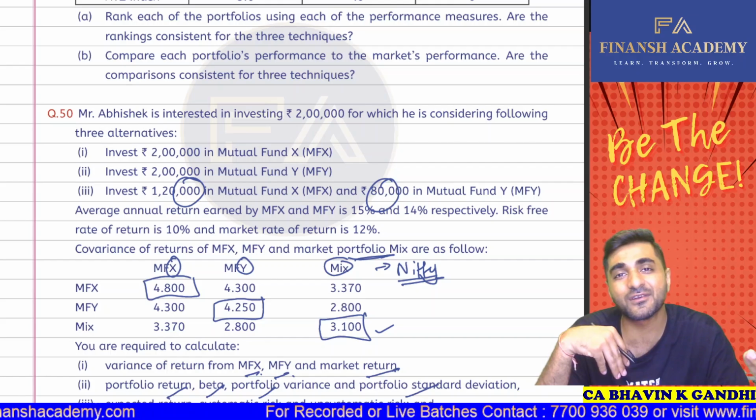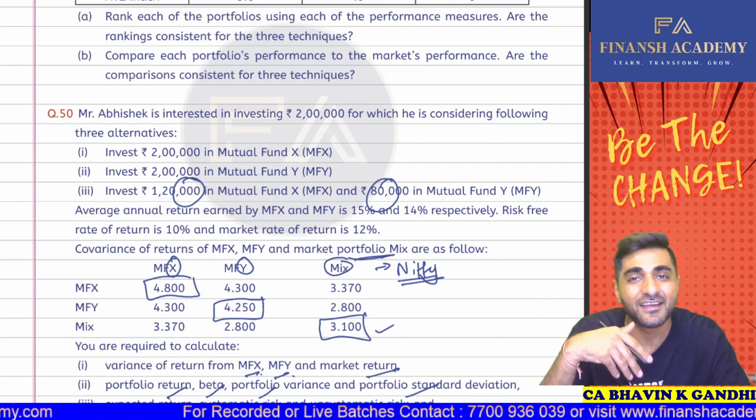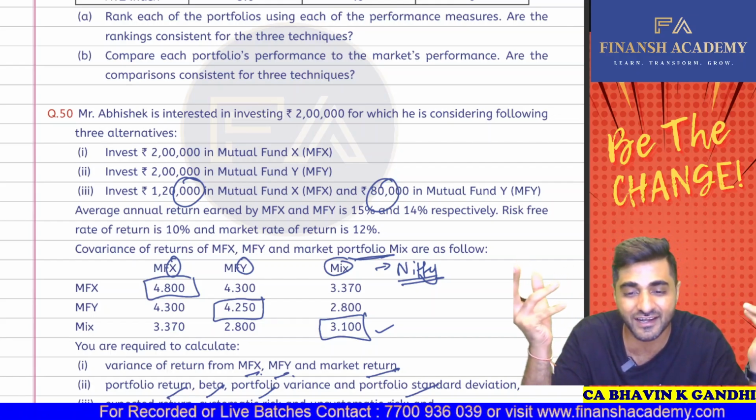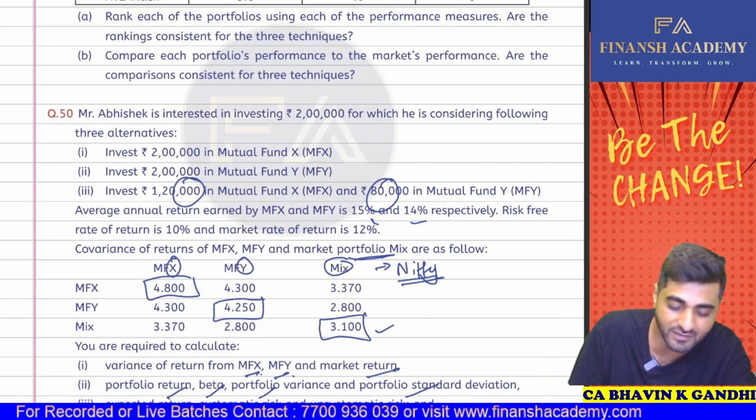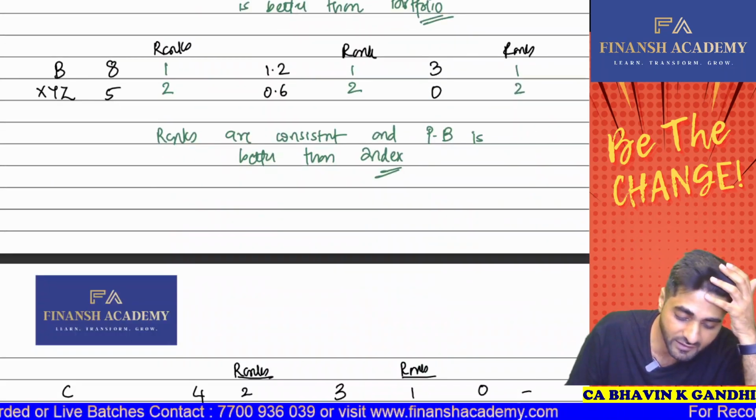So basically, how do we calculate the expected return on a portfolio? It's nothing but weighted average return, right? Weights of X into average return plus weights of Y into average return, right? So we have the weights available. We also have their respective returns available. So we can very easily calculate what is going to be the returns as well.